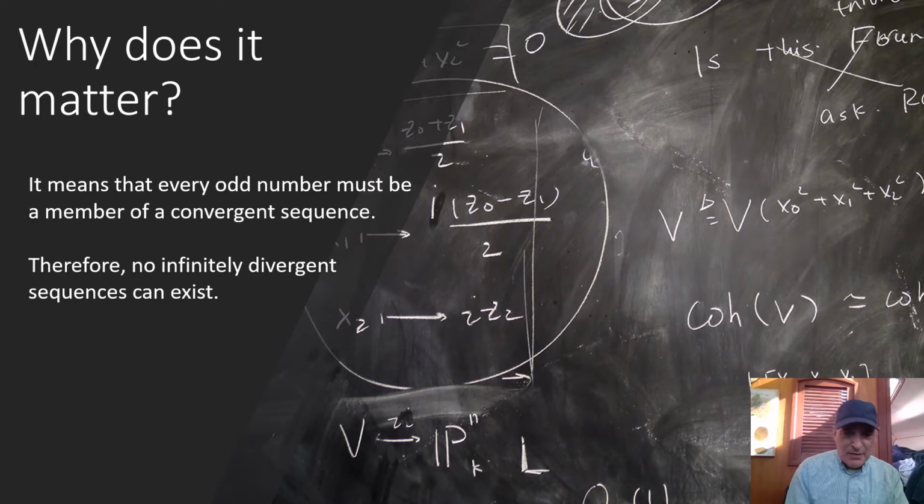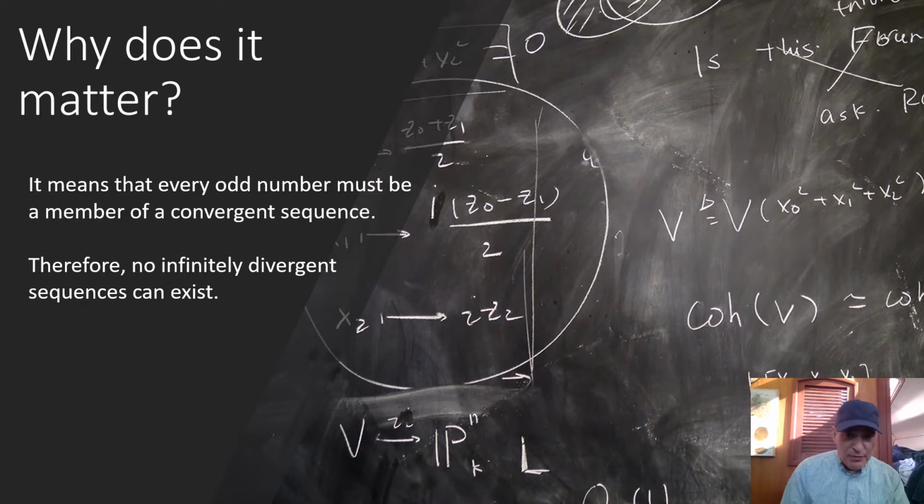Now, why does it matter? Because this is really important. Every odd number is a member of a convergent sequence, no matter what the 3x plus 1 function says. That certain numbers are not part of every sequence is actually an artifact of the 3x plus 1 function. If you can prove it's true for a superset function, then it's also going to be true for the subset function, which is 3x plus 1.